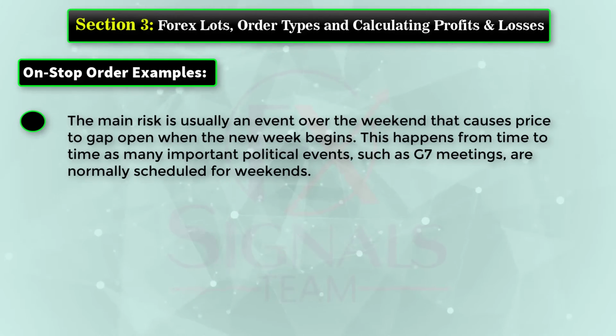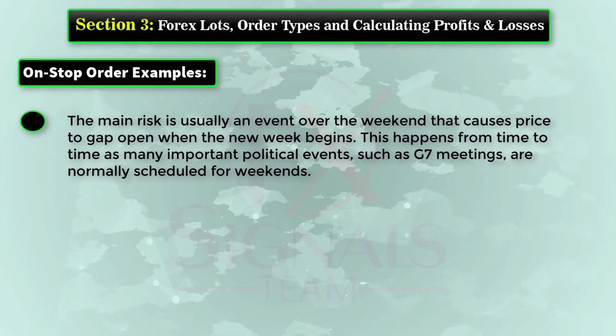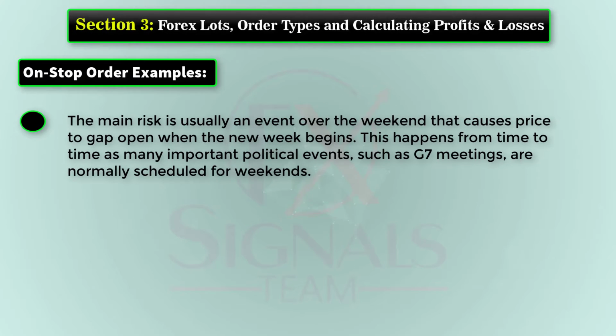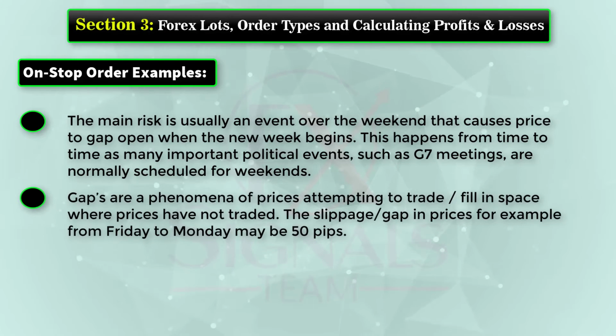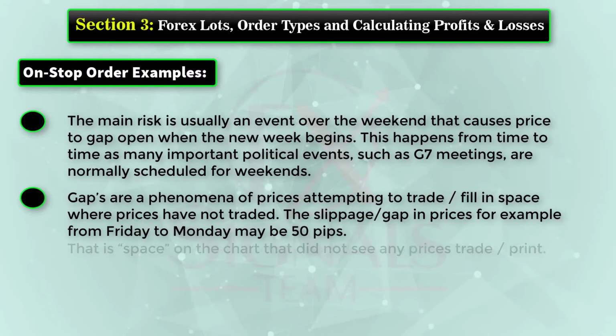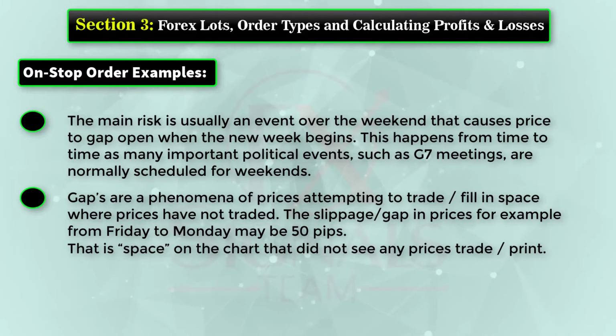The main risk is usually an event over the weekend that causes price to gap open when the new week begins. This happens from time to time as many important political events, such as G7 meetings, are normally scheduled for weekends. Gaps are a phenomenon of prices attempting to trade or fill in space where prices have not traded. The slippage or gap in prices, for example from Friday to Monday, may be 50 pips. That is space on the chart that did not see any prices trade or print.